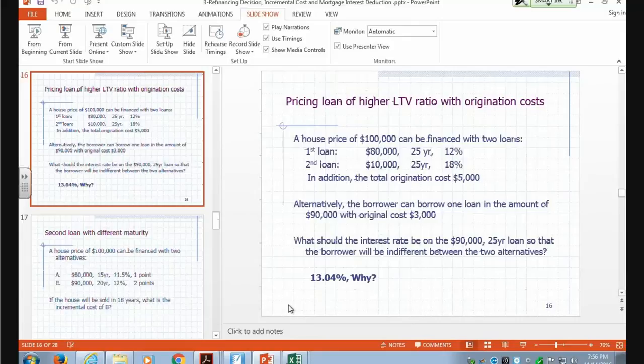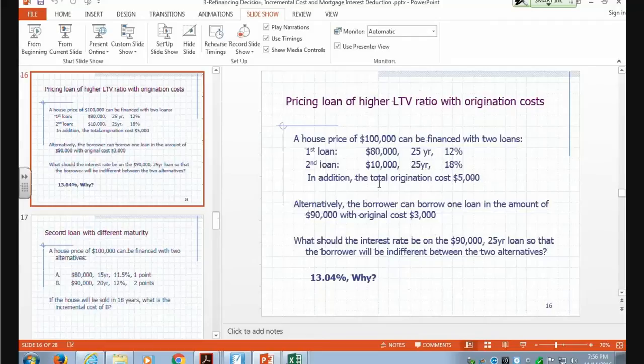So now listen. Everything else will be the same, but the only difference is the total origination cost, right? Because now you borrow two loans, the cost will be higher because you have to pay the paperwork and other things. But if you borrow a bigger loan, $90,000, the cost will be much less. That's kind of a real world situation. If you borrow one loan from Bank of America, one loan from Citibank, your total cost will be $5,000. But you borrow one bigger loan from Wells Fargo, you only pay $3,000, right?